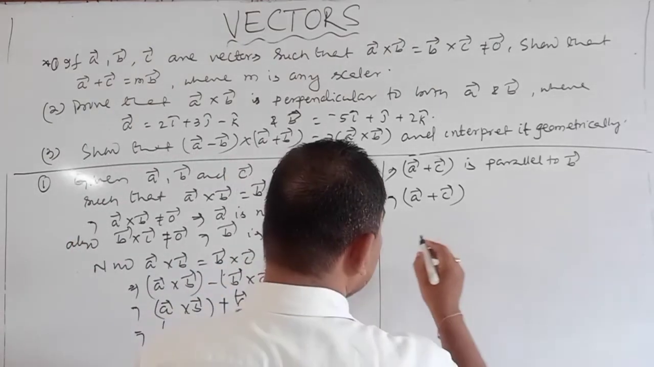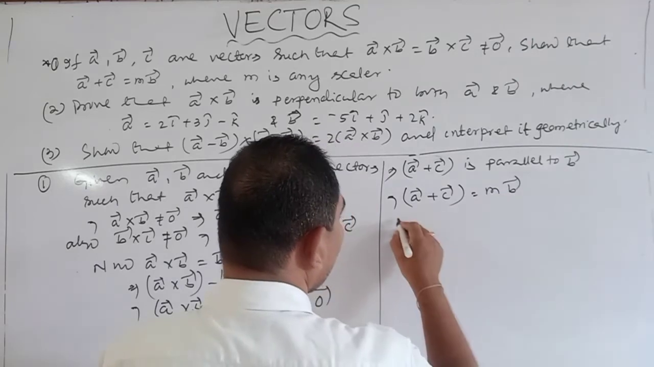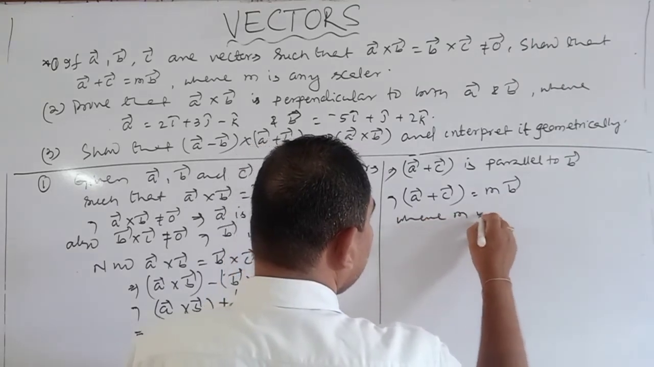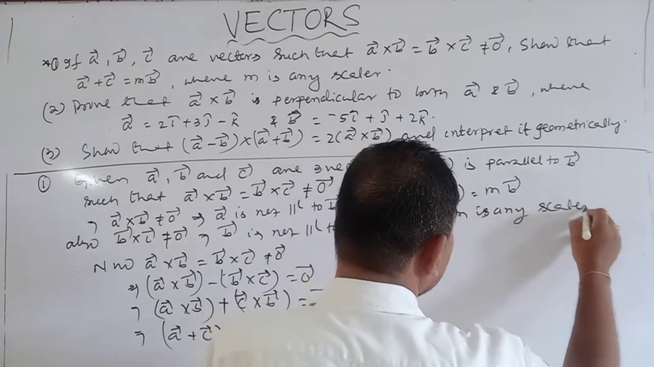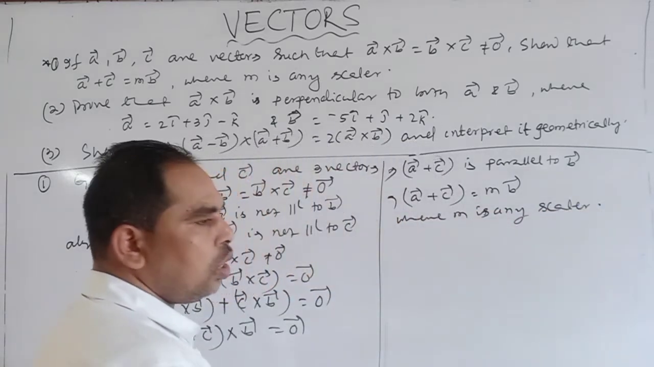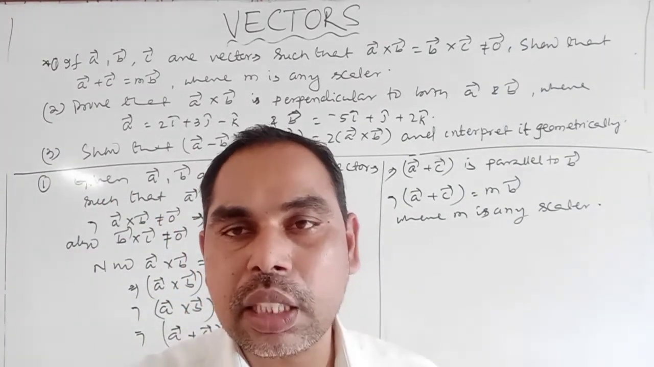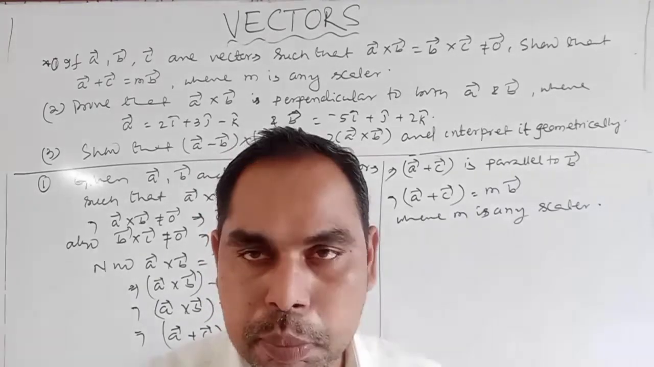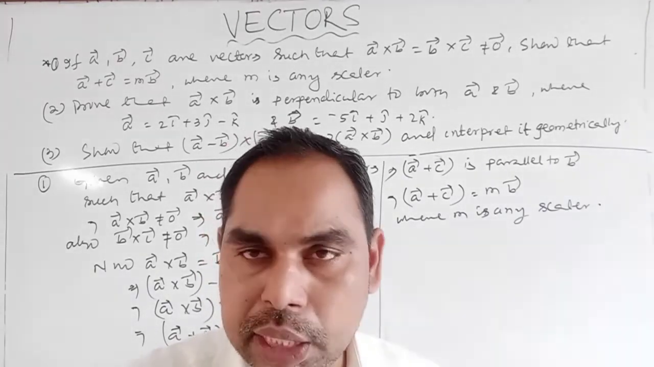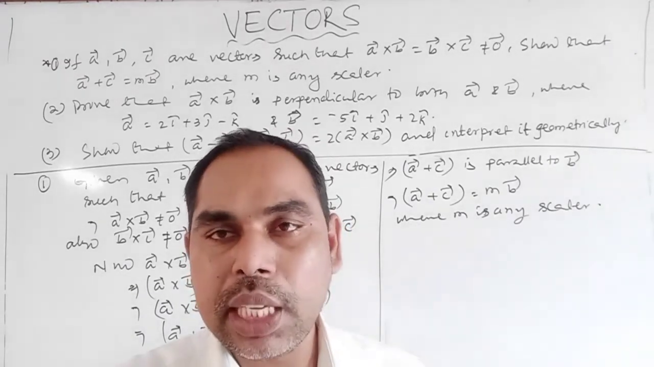So A plus C is equal to M times B vector, where M is any scalar, any constant. So when two vectors are parallel, one vector can be expressed as some scalar multiple of the other vector. So A plus C parallel to B vector means A plus C can be expressed as some scalar multiple of B vector. Okay, so here M is any scalar.